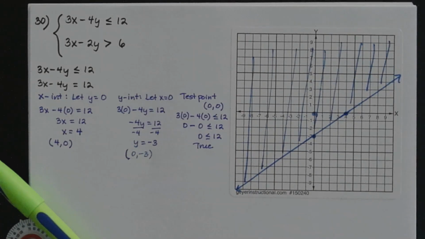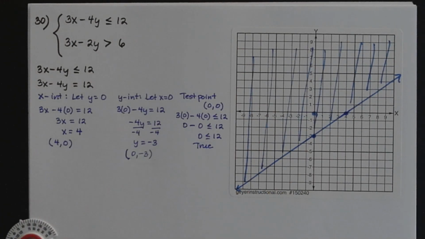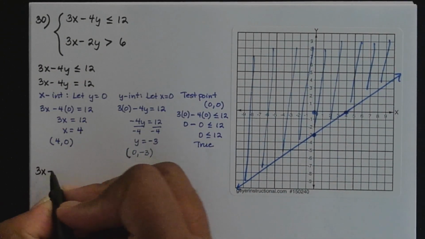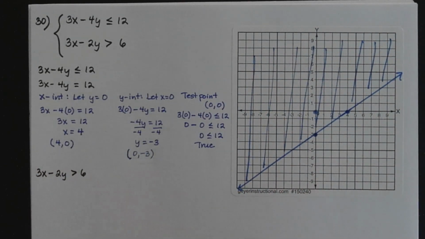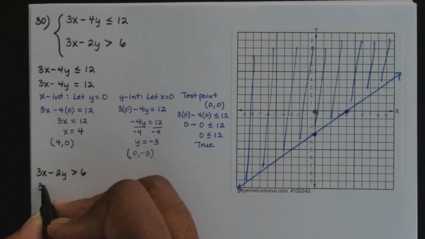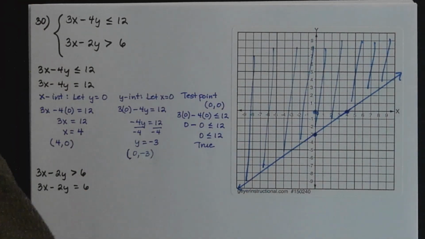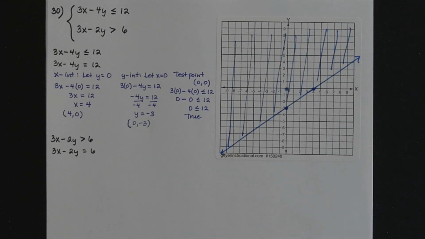Now I need to graph the second equation, 3x minus 2y is greater than 6. All right, so here I'm going to treat this as 3x minus 2y equals 6. And in this case, I'm going to find the x and y intercepts as well. So here's what we got. Let's see, I'll use this color.